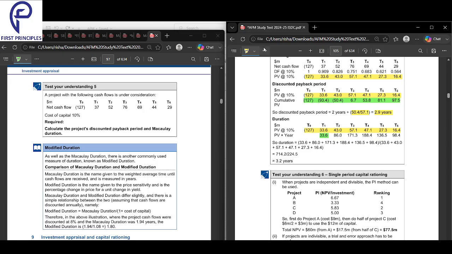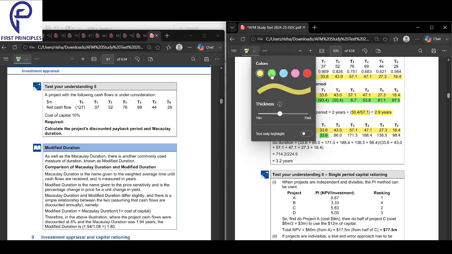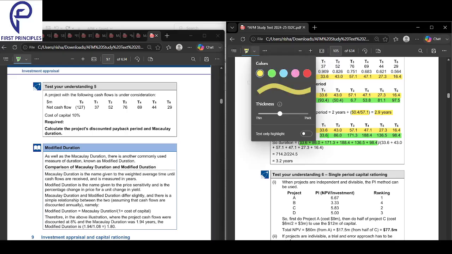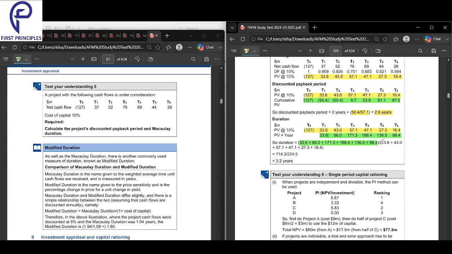After this, you just divide the two. You take the present value that you have got after multiplication on top. Whatever you get after multiplying present value into year, you add all of them, and divide by the sum of just the present values. Just add up all the present values and you will get your duration, 3.2 years.